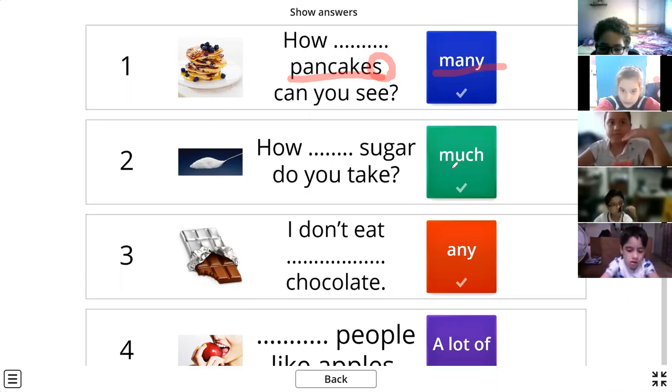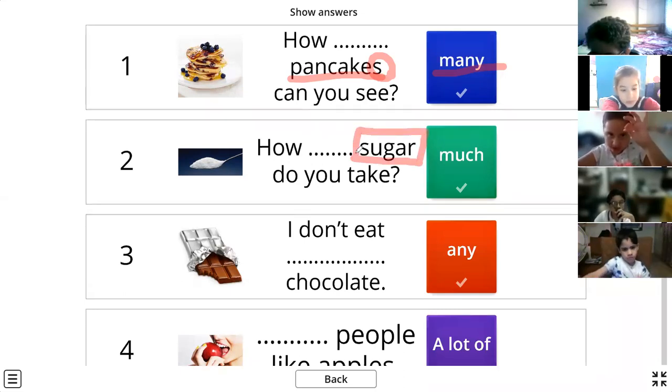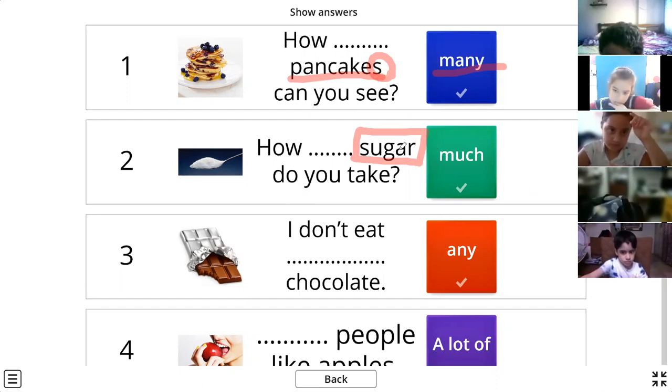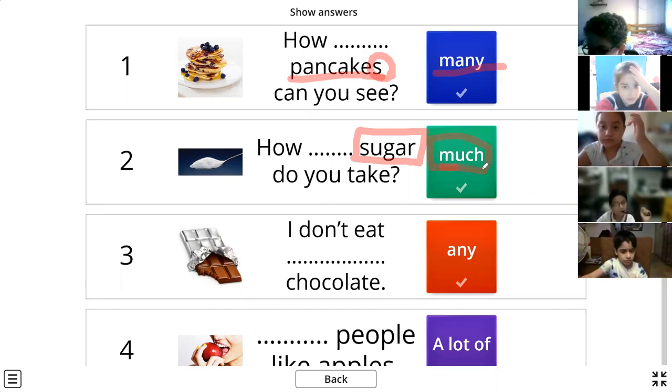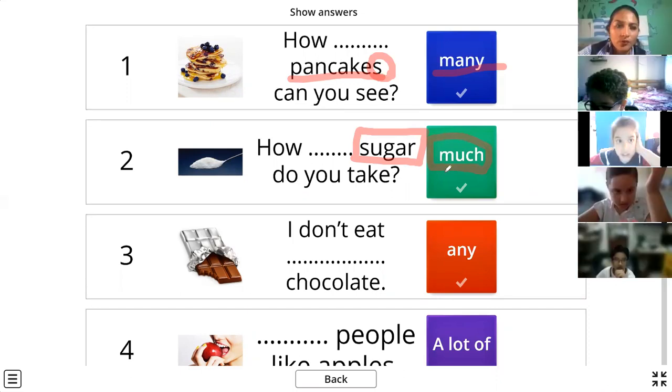Here we have sugar. Sugar just exists in singular, right? This is uncountable. Este es un sustantivo incontable porque no podemos poner el plural de sugar. No hemos escuchado la palabra sugars, ¿verdad? Never exists that. Y sabemos que el much trabaja con sustantivos incontables. That's why it is how much sugar do you take? In this case, the answer is much.